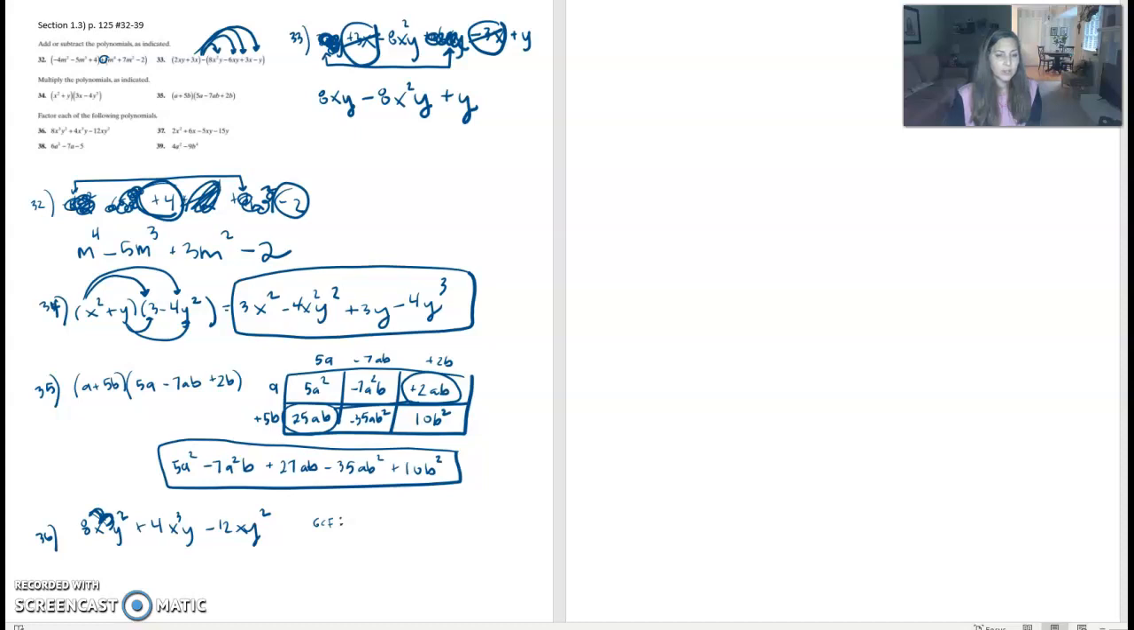The largest of the coefficients is 4. They all share a single x, and they all share a single y. So my GCF is going to be 4xy. So you state your GCF. And then I had 3 rules. Take it out. That's what I just did.